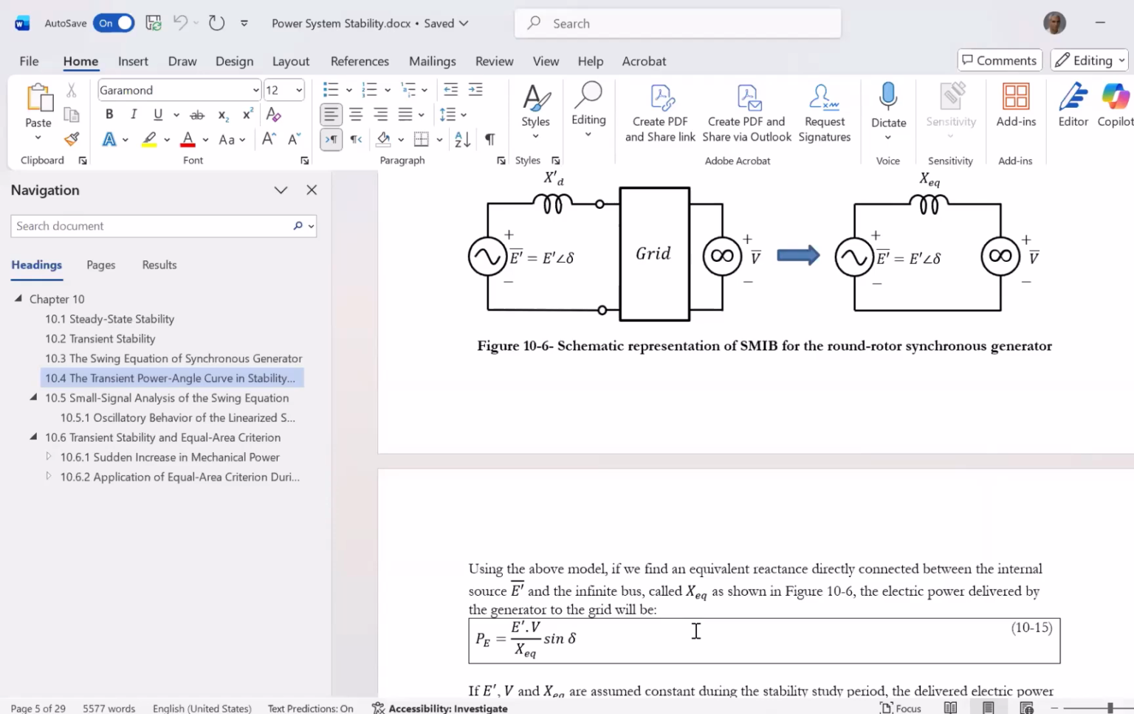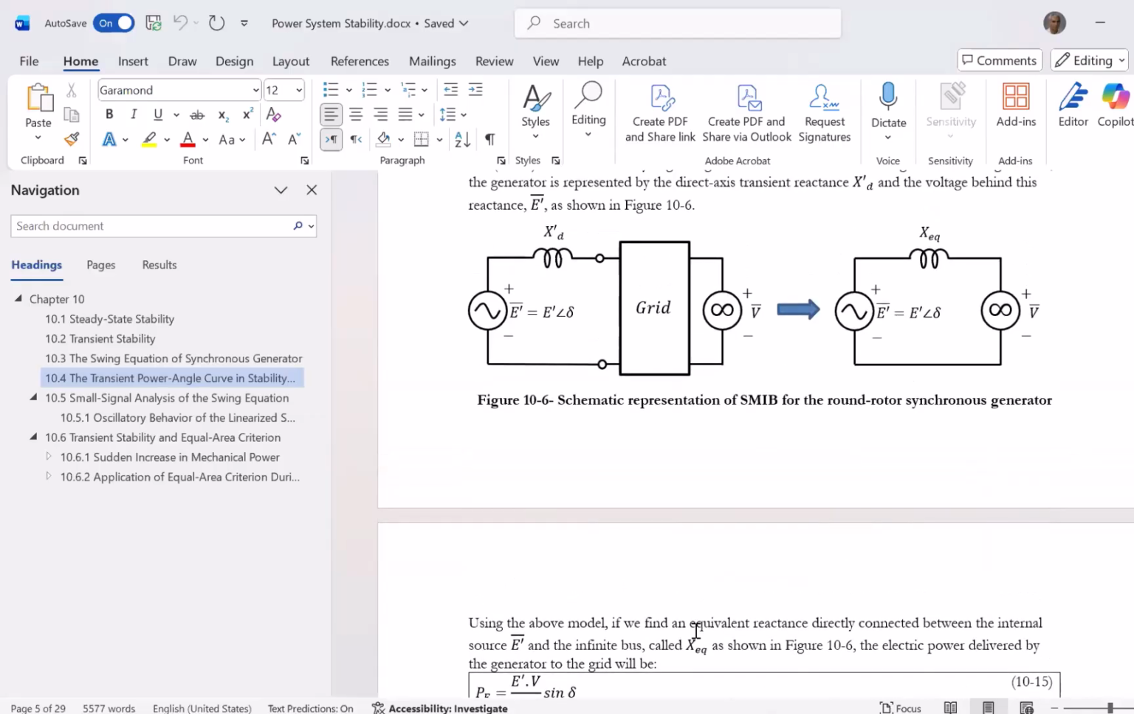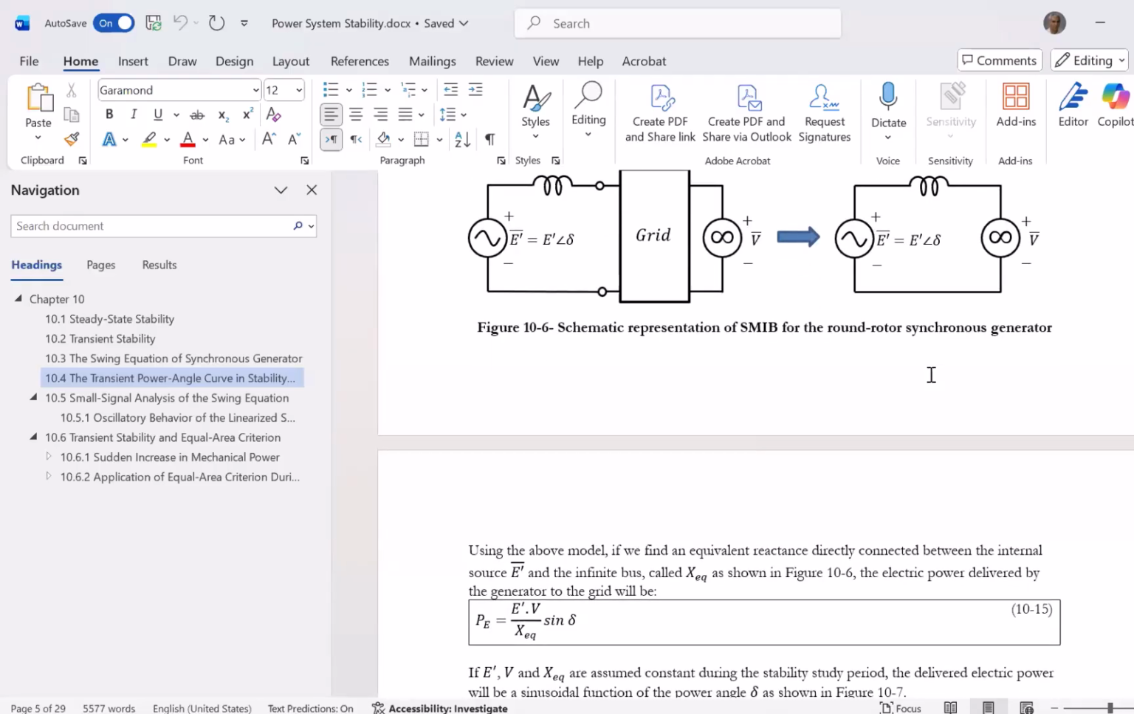We will see that later, how it can change because of the faults, because of disturbances that happen to the system. That equivalent reactance between these two sources can change. And that is one of the reasons that the system gets unstable. These deltas will change, right? And therefore, delta, the power angle.